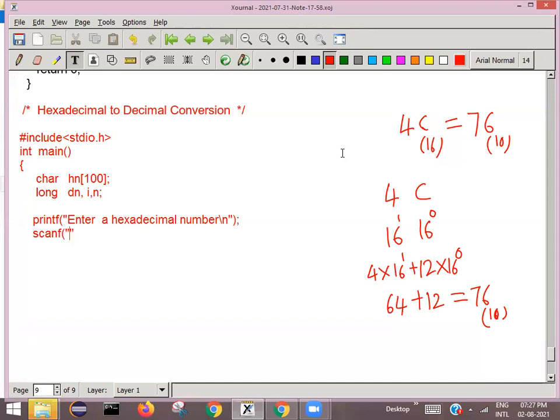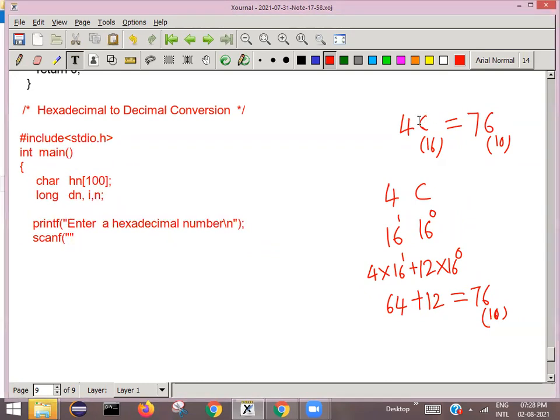Yeah, quickly, friends. How did I declare the variable hn? What format specifier do I have to use? You are saying %ld. See, I told you a hexadecimal number contains both alphabets and numerals. It is a combination of alphabets and numbers. That's why you need to store it as a string. I declared a character array, so you have to read it as a string.